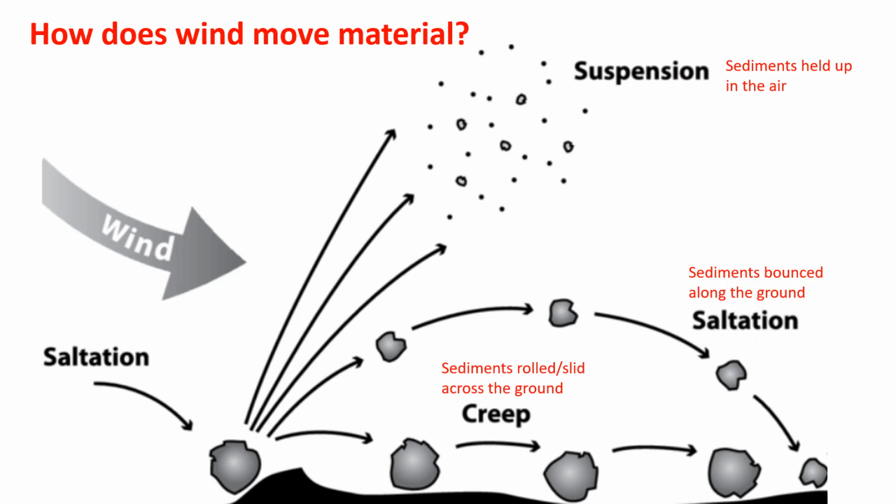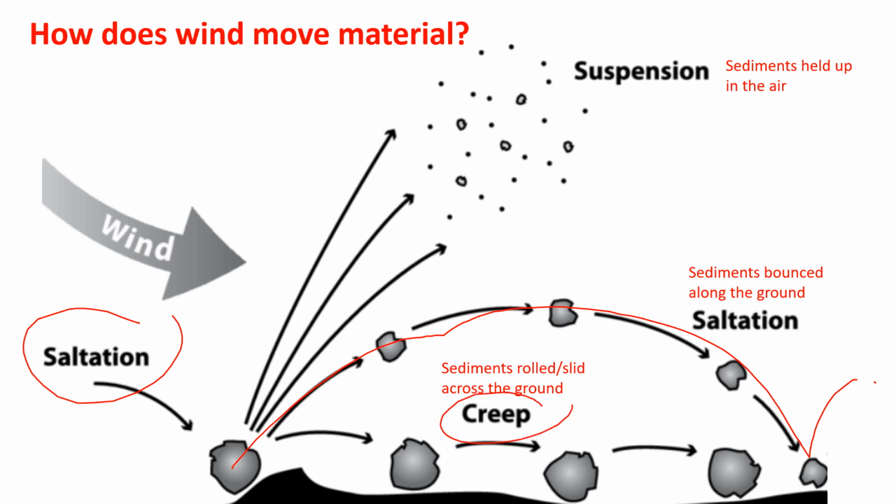Now, how does wind move material? There's some names for this, and surprisingly enough, it's very similar to the same processes that we saw in the water, so it's going to make it kind of easy. Saltation. Saltation is when we get that bouncing of material. We get kind of medium-sized stuff that gets pushed and bounced along, and it bounces along the ground.